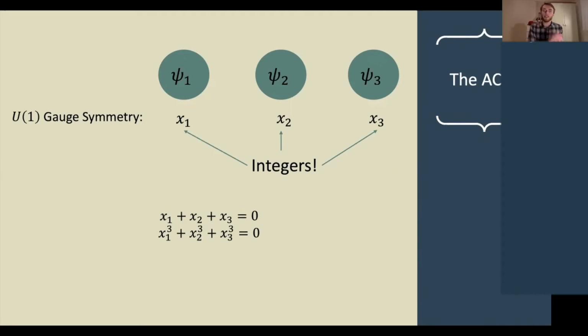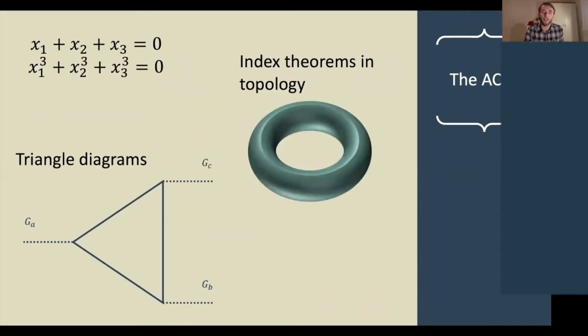So these are a set of equations. I haven't just pulled them out of nowhere. You can either get them from index theorems in topology, which I'm sure none of you really want me to go into on a Friday, or from triangle diagrams. So the index theorems in topology give you these equations exactly, whilst the triangle diagrams are a perturbative method that gives you the right answer.